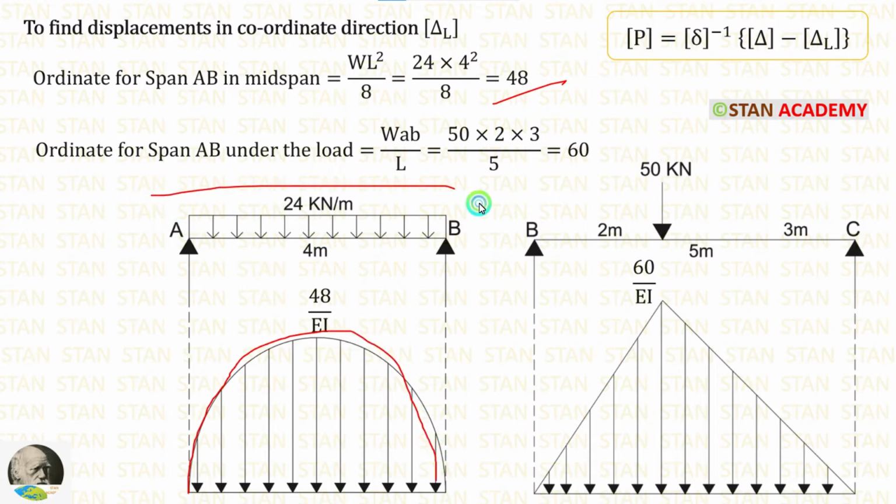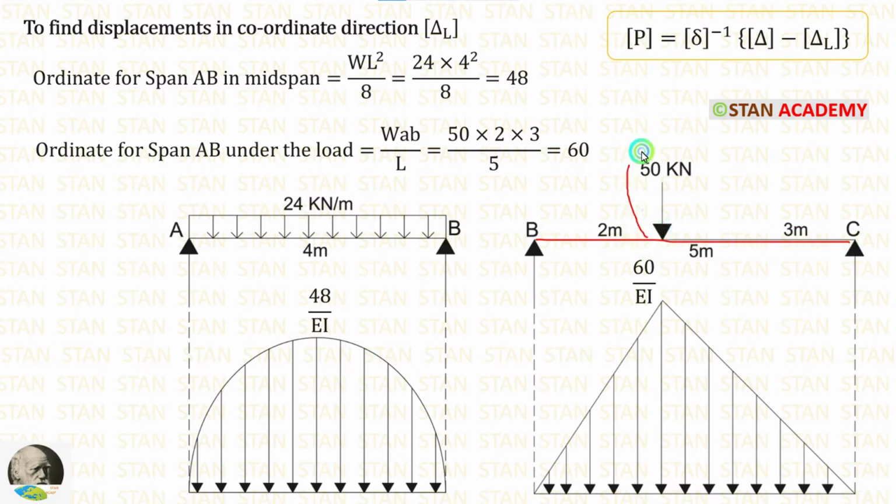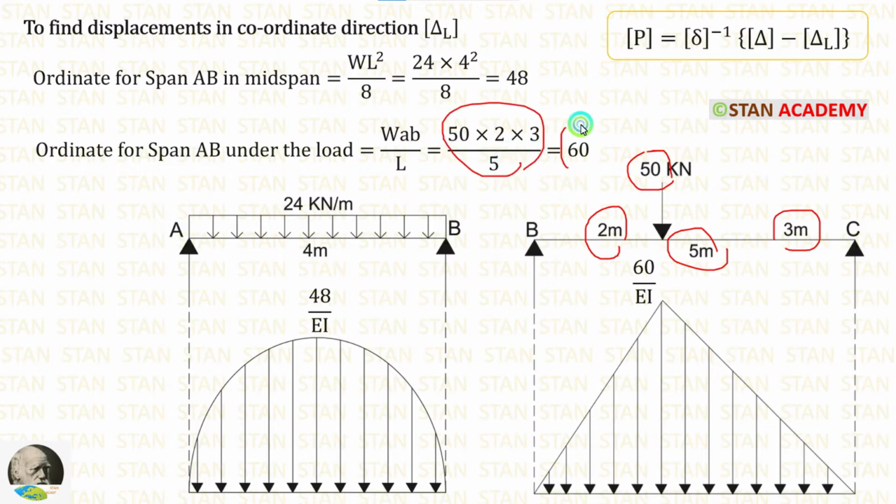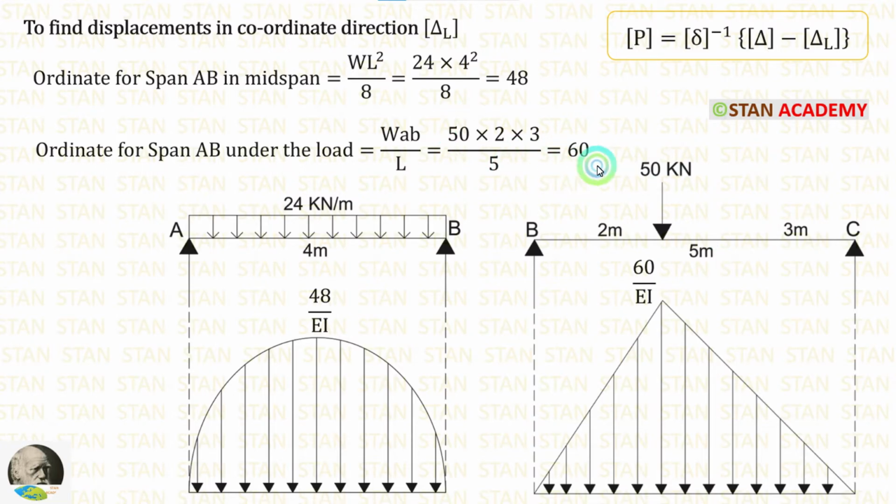We know that for the UDL, the bending moment diagram will be in the shape of a parabola. Now let us take the span BC. Here there is a point load. This point load is not acting at the center. The formula to calculate the bending moment is WAB upon L. Here W is 50, A is 2, B is 3, L is 5. When we apply the values inside the formula, we get 60. Using this value, we can make this diagram.